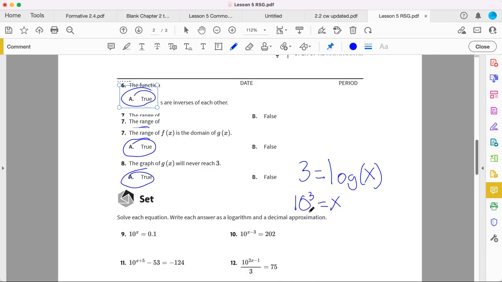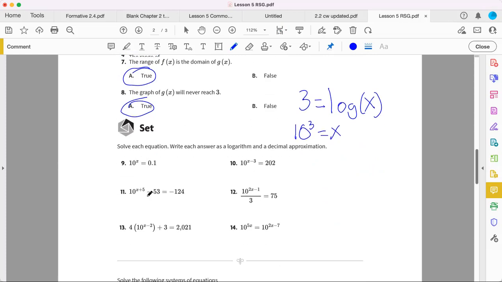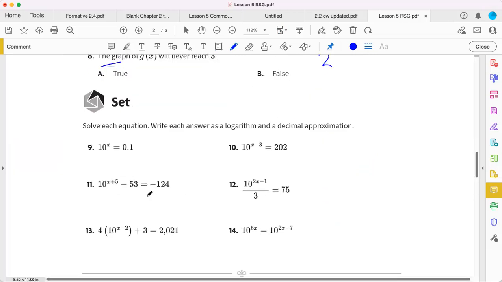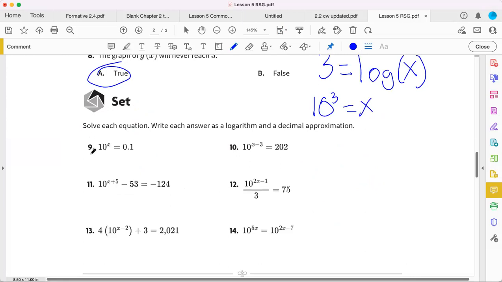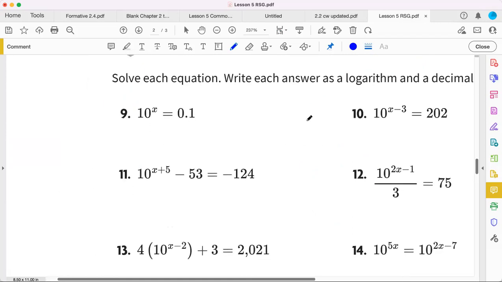Sound good? Solve each equation, write each answer as a logarithm and decimal approximation. I'm going to do some of these. I'll do the 9, 11, and the 13. Capiche? Sound good? This gives you a chance to get your hands dirty with 10, 12, and 14.